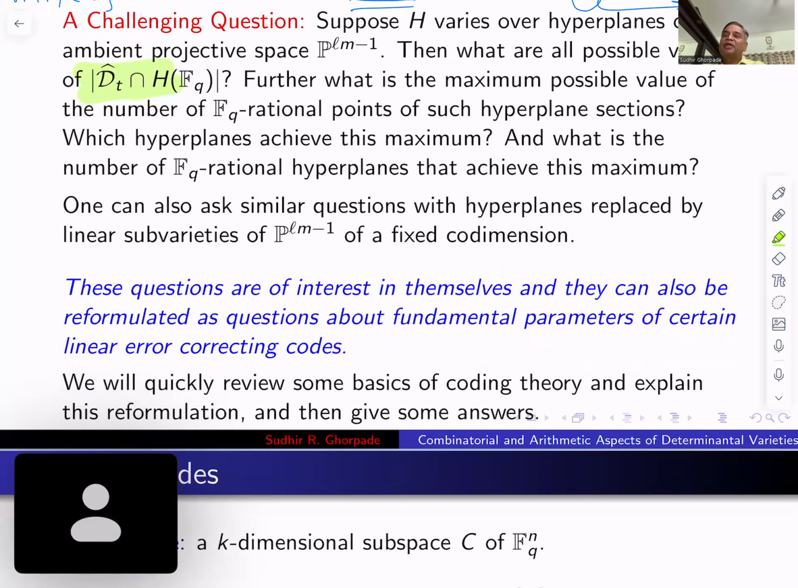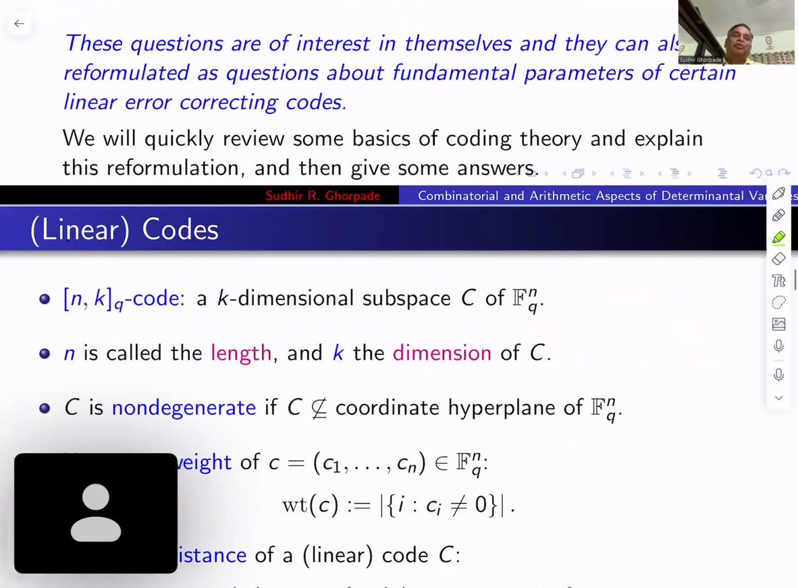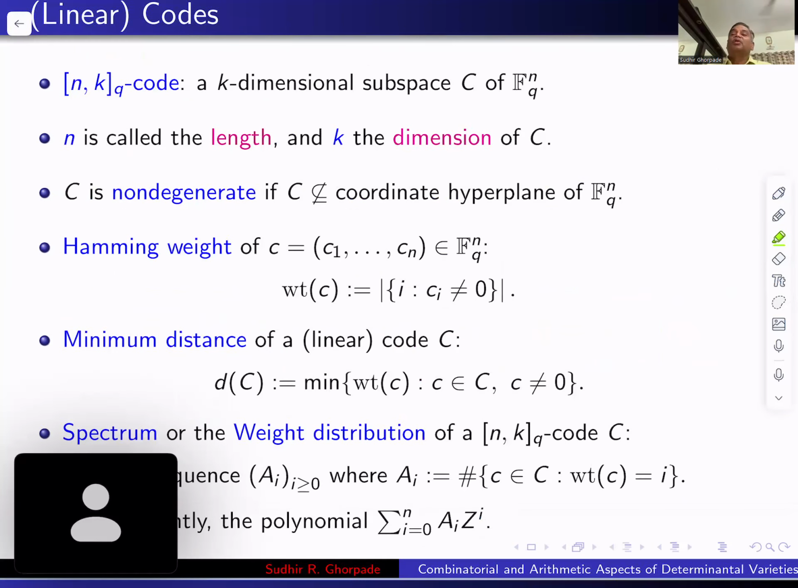Okay, so here is a quick tutorial about coding theory. That's a subject which is much more recent than algebra or algebraic geometry. Mathematically speaking, a linear code of length n and dimension k is simply a k-dimensional subspace of the vector space Fq to the power n. I take a very specific n-dimensional vector space over the finite field Fq. Every element has some coordinates, say c1 to cn, so I can talk about what is called the weight of an element.